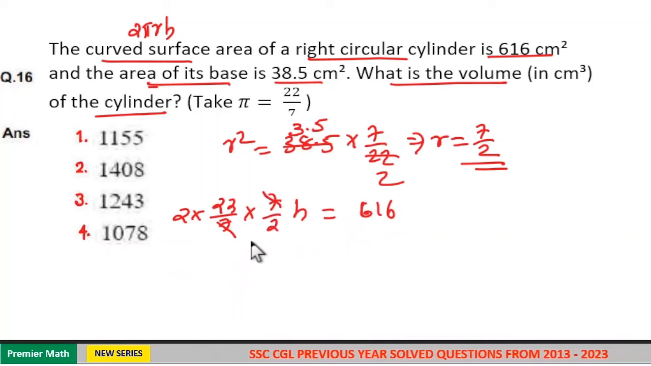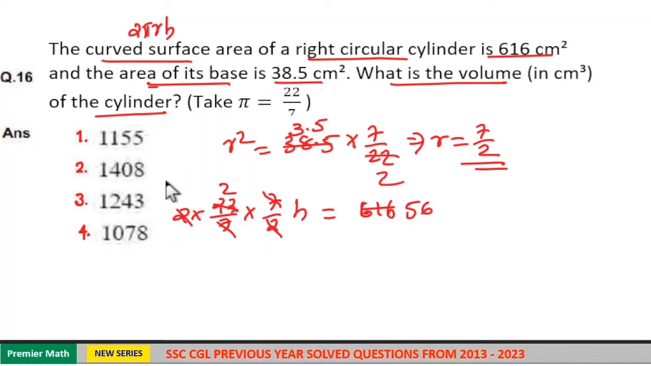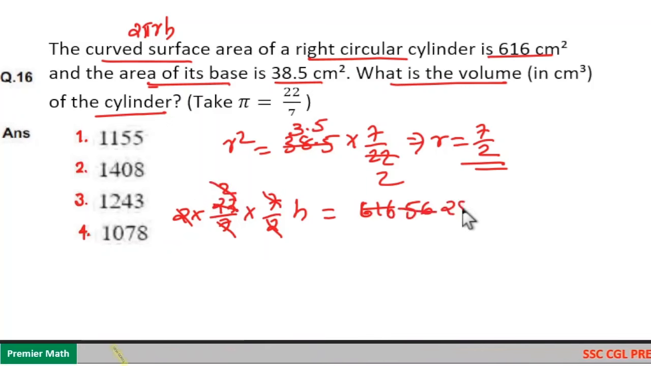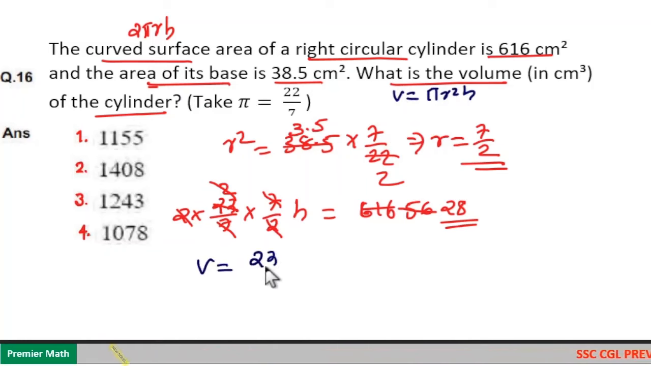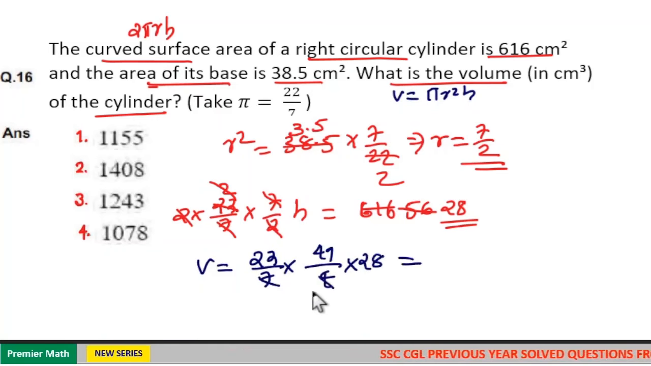Now 7 cancel, 2 and 2 cancel, 11 goes 2 times in 22, 11 goes 5 times in 55, 11 goes 6 times in 66. Now 2 goes 28 times in 56, means h is equal to 28. Then we need volume. So here volume of cylinder is pi r square h. So volume is equal to 22 by 7 into r square is 49 by 4 into h is equal to 28. Now 7 into 4 is 28.